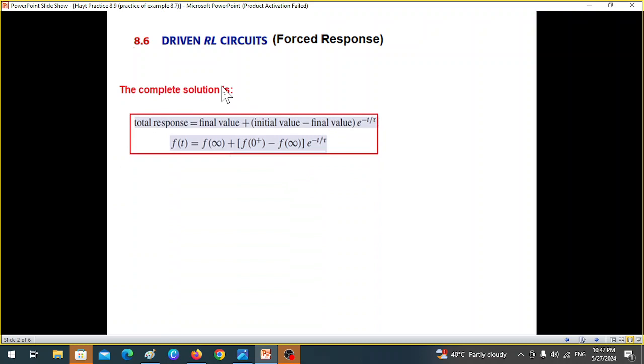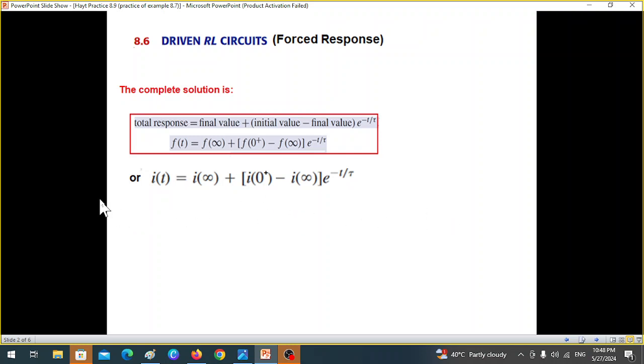Now, in case of a RL circuit or driven RL circuit or forced RL circuit, we generally use this formula, where F could be either voltage or current, depending on the circuit. For RL circuit, it is current, and for RC circuit, it is voltage. Since ours is a RL circuit, therefore, we'll use the current equation. From here, we'll write i(t) = i(infinity) + [i(0+) - i(infinity)] e raised to the power minus t over tau.